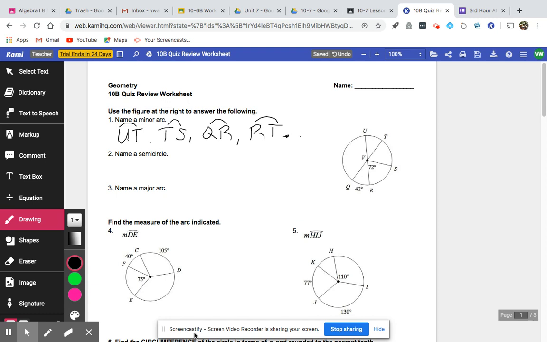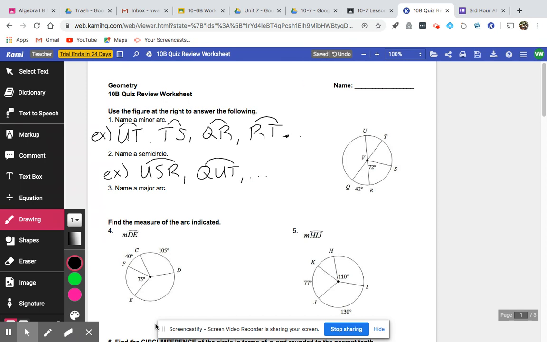Name a semicircle, number 2. And I'm going to put "example" here, same here, because there's more than one semicircle that we can name. So one such example, I'm going to say USR. That's one semicircle. Another one, you could choose QUT. That's another one. Again, there's more than one option you can choose from there.